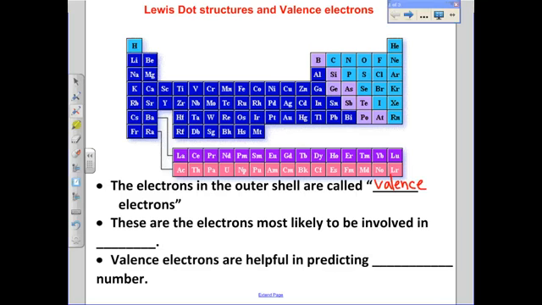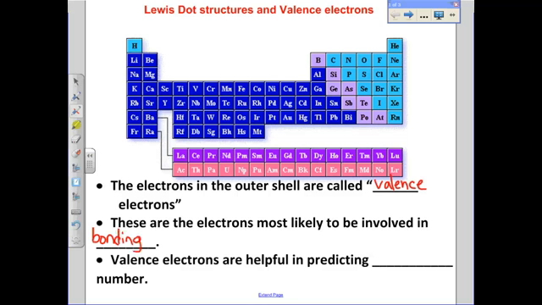Okay, and the reason they're so important is because these electrons are the ones that are going to come in contact with other atoms first. So one element has valence electrons, another element has their valence electrons. Those electrons are going to interact with each other before other electrons do. So those are going to be the ones that we will consider most likely in the bonding process.